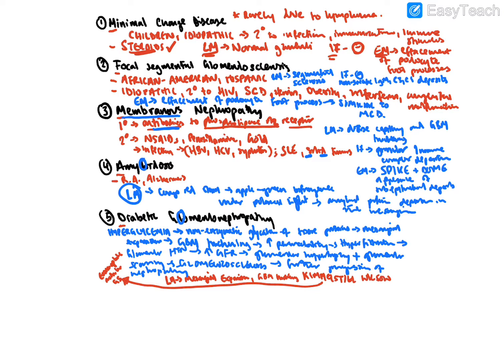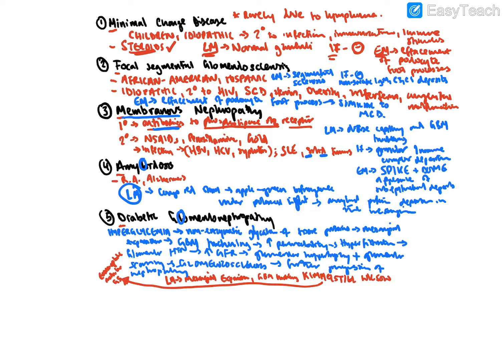Amyloidosis is commonly associated with rheumatoid arthritis and Alzheimer's, for example. On light microscopy, if you apply the Congo red stain, you will see apple green birefringence under polarized light. This is amyloid protein deposition in the mesangium. And finally, diabetic glomerular nephropathy. It's due to the hyperglycemic state, increased sugars.